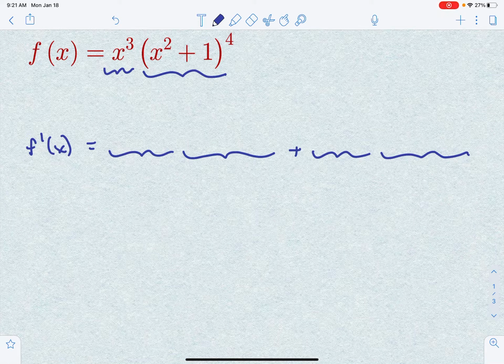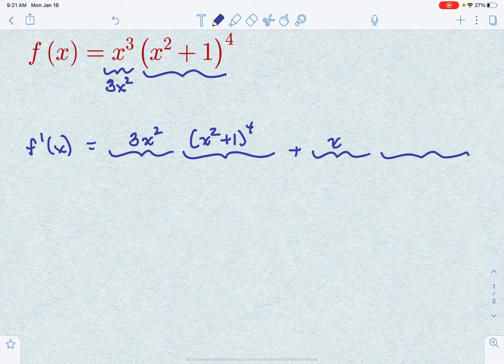So the derivative of x to the third is 3x squared. That means as my product rule progresses here, it's the derivative of the first times the second, which I'm actually going to go ahead and write down, plus the first times the derivative of the second. Well, okay, so that's the piece we need to figure out.